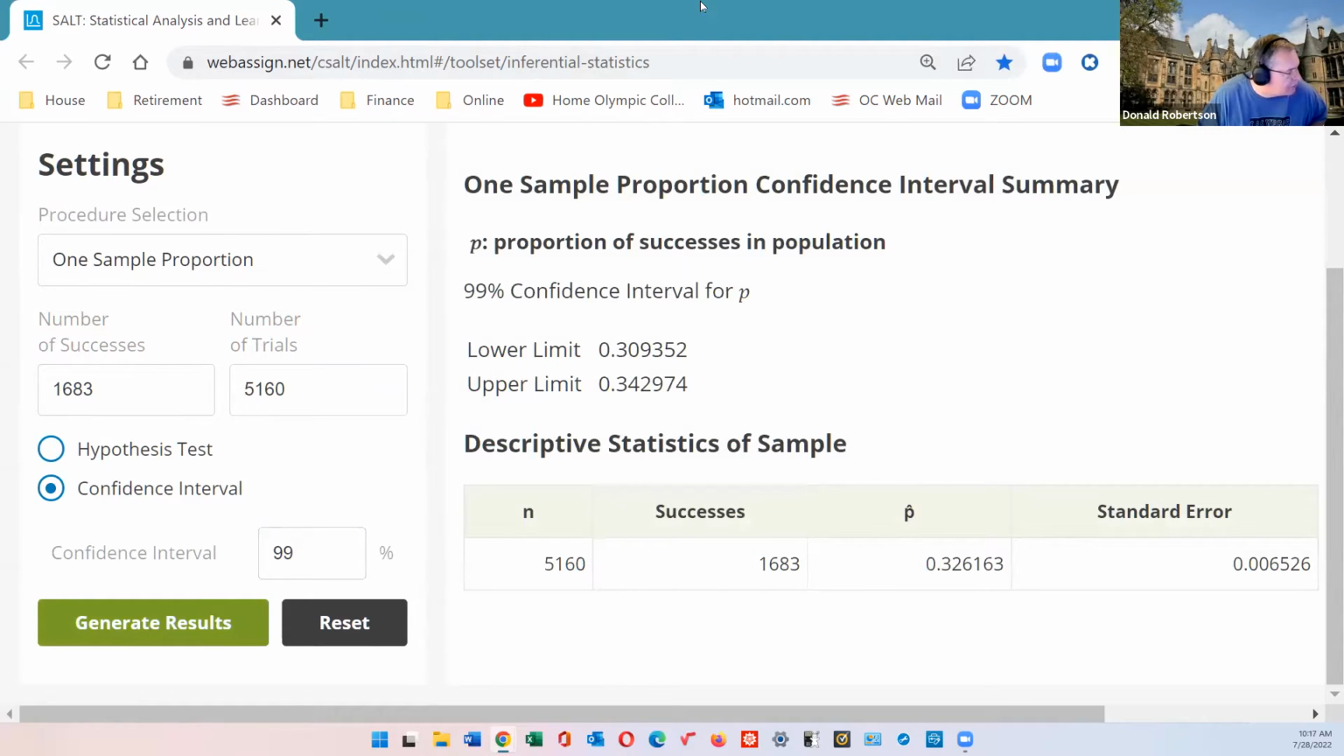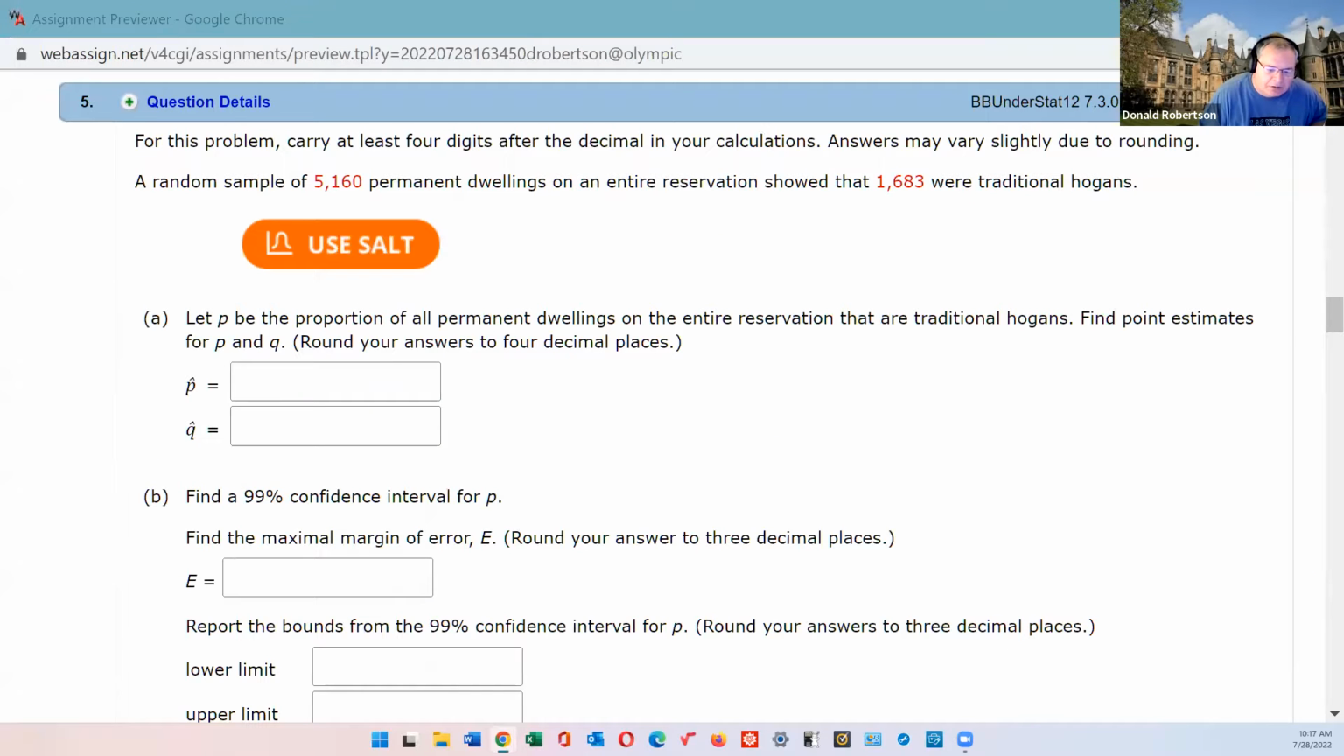And all the numbers we want are here and here. So I'll move them out the way. Take this guy, and the proportion that are traditional are around about, to 4 decimal places, that number, and the proportion for the upper limit to 4 decimal places. Oops, I put that in the wrong place. I apologize.